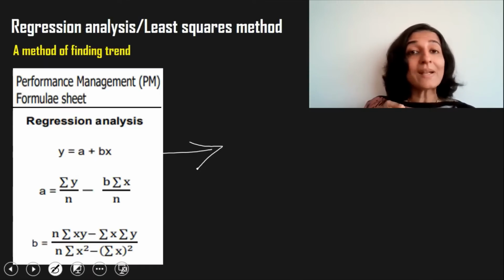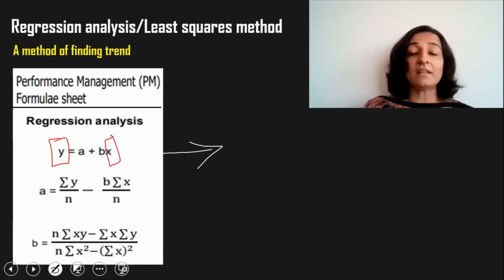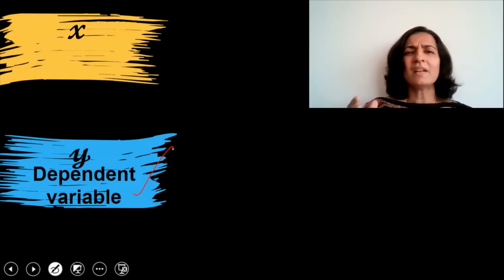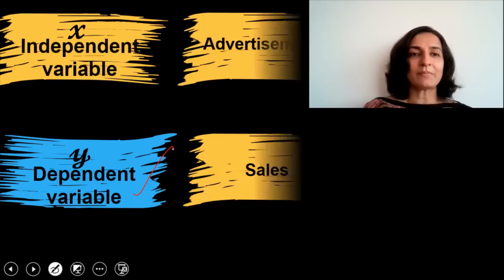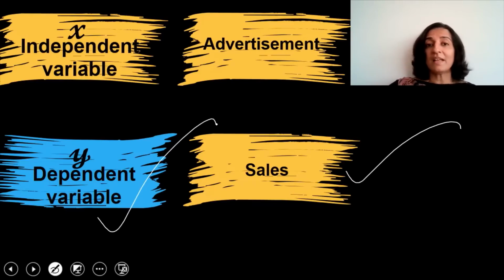This is known as the trend line. Now, if you notice here, there are two variables. One is y and the other one is x. Y is the dependent variable and x is the independent variable. Now, what do you mean by the dependent and the independent variable? I will give you an example. Take the case of advertisement and sales. Now, sales will increase as a result of making advertisement, which means that sales is dependent on advertisement. That is, sales is the dependent variable and advertisement is the independent variable.